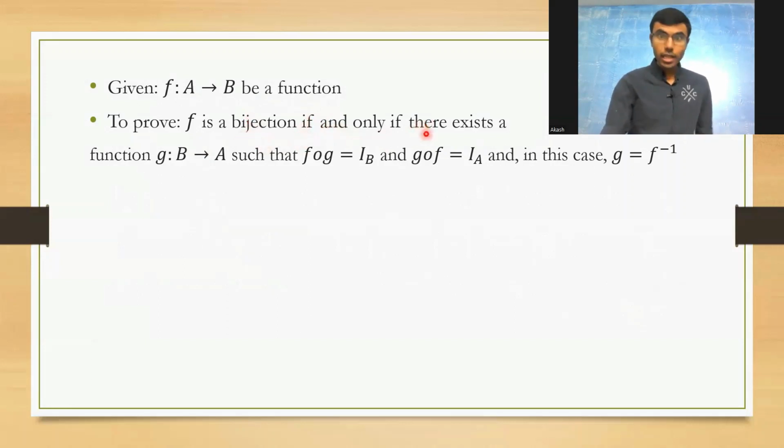F is a bijection if and only if there exists a function. Okay, it's actually the same thing. I copy pasted it. Fine. As I go through the proof, I hope you guys could get it.